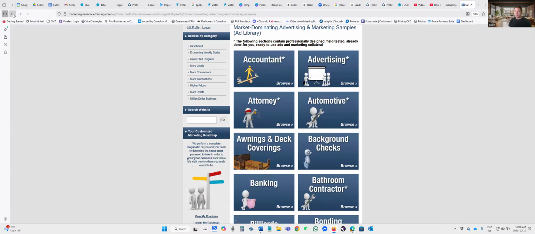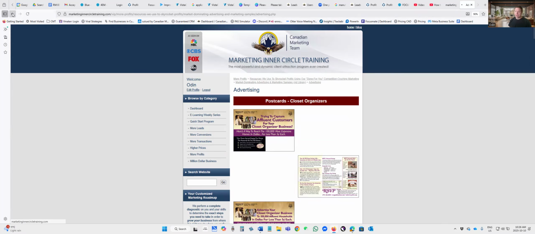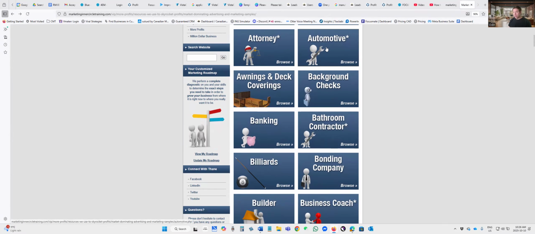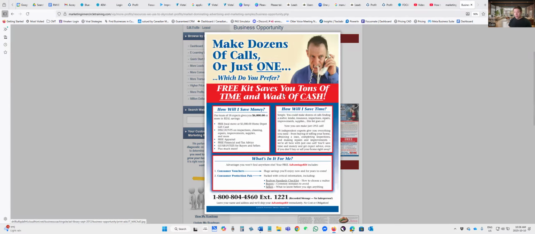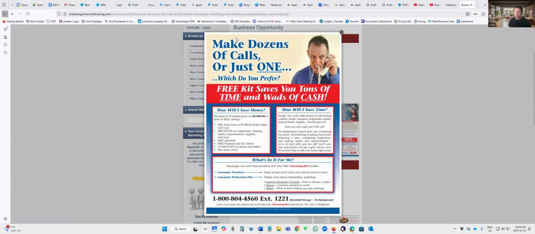So there's an example. So here's an advert. And I don't really want to look at the advertising. Let's look at other stuff like automotive is cool. Attorney is really awesome. Bathroom contractor, business coach, carpet cleaner, business opportunity. So it's all in here. And you follow the same system every time. A big headline: make dozens of calls or just one. Which do you prefer? Free kit saves you tons of time and wads of cash. I love the wording of that. That's great. I mean, the words are great. And so I want that free kit. How am I going to save money? So it gives me all the ideas. And so here, this is really good for whatever business you have. You can follow the template.